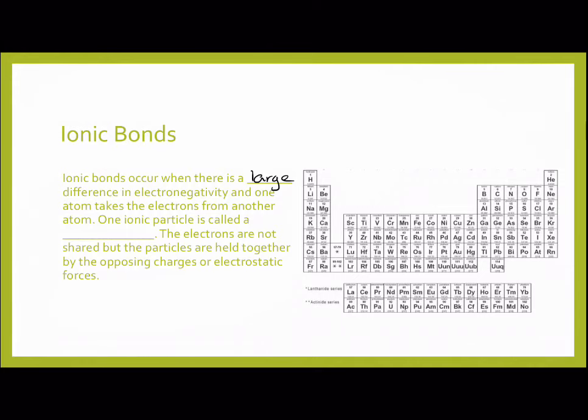And one ionic particle is called a formula unit. In these types of bonds, the electrons are not shared, but the particles are still held together by the opposing charges. And this is called electrostatic forces.